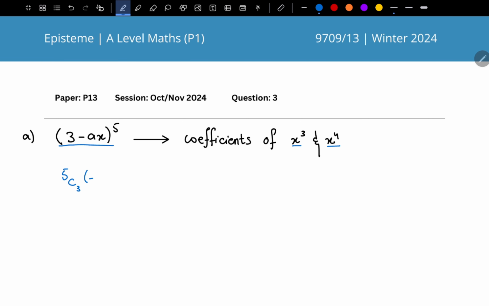5C3 into minus ax to the power of 3 into 3 to the power of 5 minus 3, plus 5C4 into minus ax to the power of 4 into 3 to the power of 5 minus 4. Simplifying this will give us minus 90 a cube x cube plus 15 a to the power of 4 and x to the power of 4.